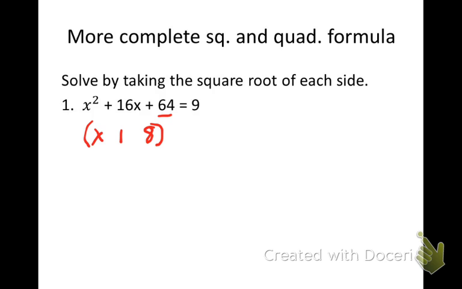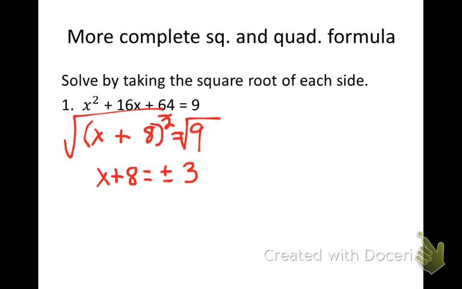What do you need to do? Multiply them together and double it. Yes, it works, so it would be this, equal 9. Now we have it as a perfect square. We're going to take the square root of each side. Gives me x plus 8 equals plus or minus 3.